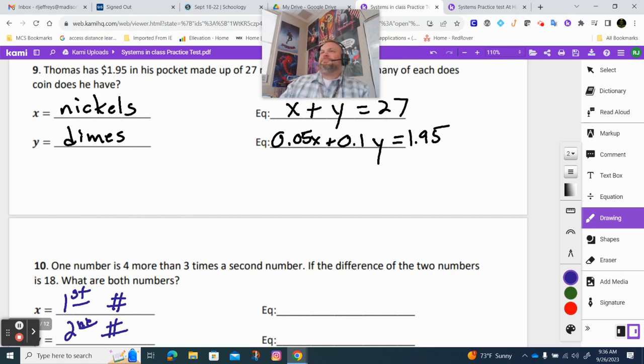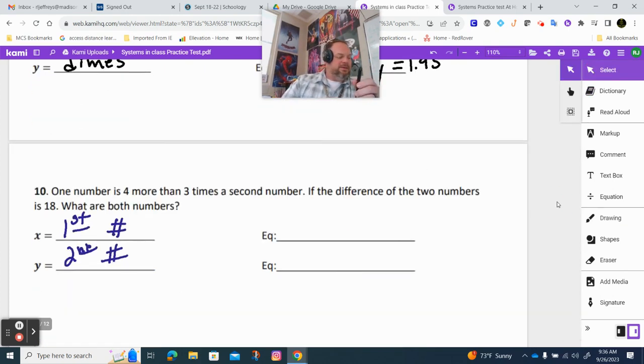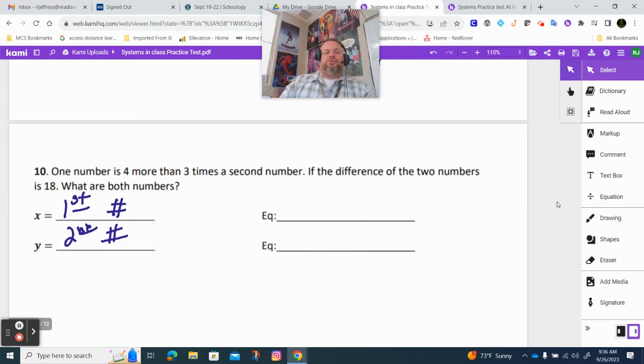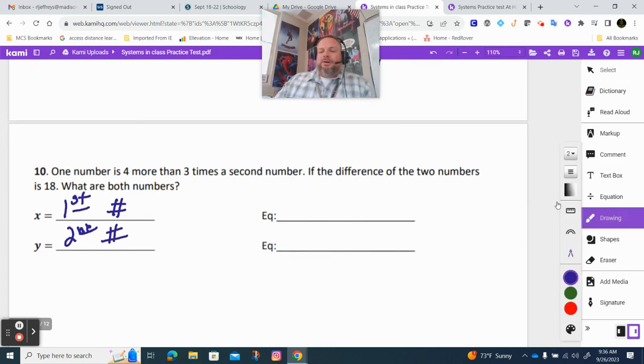Yep. Okay. And the last one. All right. One number is four more than three times the second number. The difference of the two numbers is 18. What are both numbers? And that's our lesson.